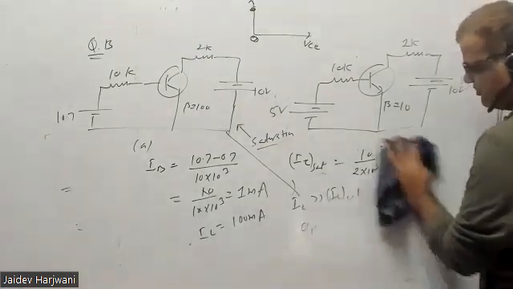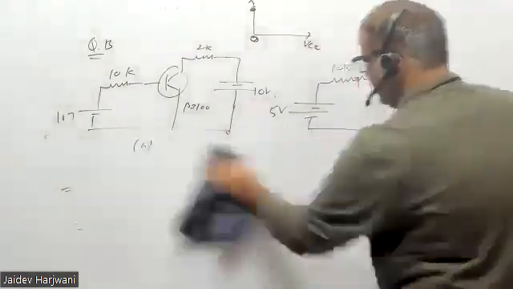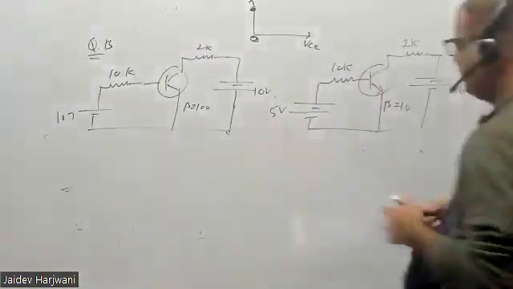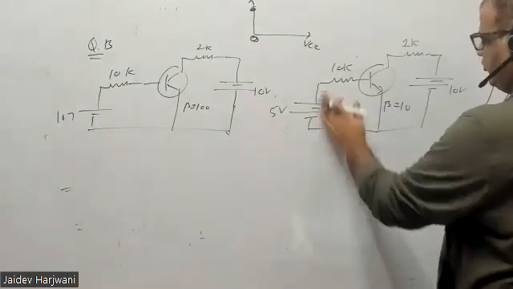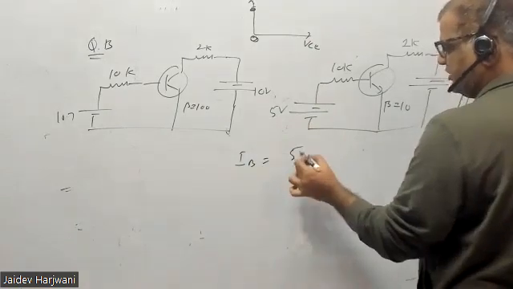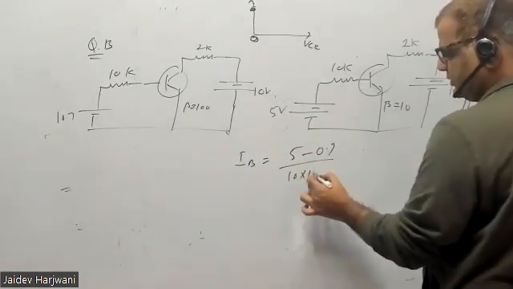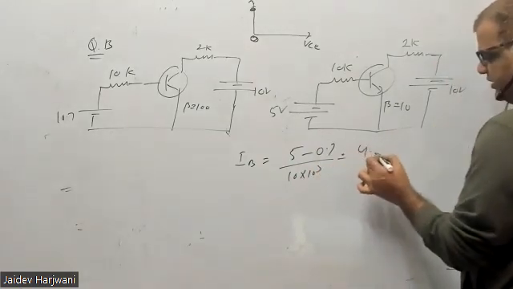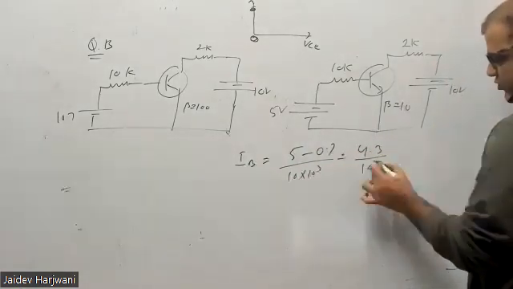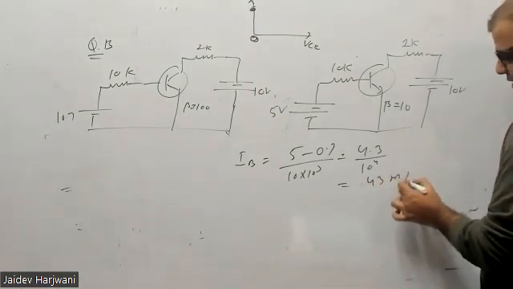Now let us find it for the second case. For second, what will happen? Again, you have to find IB. IB क्या आएगा? ये 5, this minus 0.7 upon 10 kilo ohm. That is 4.3, 10 raised to power 4. That is 0.43 milliampere.